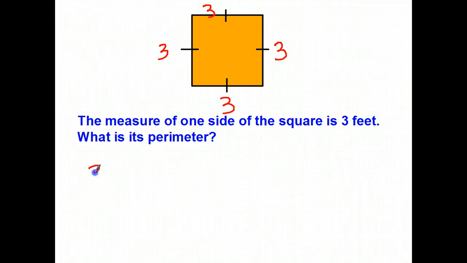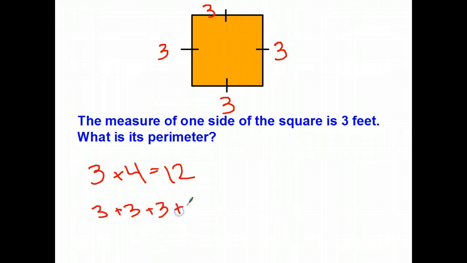So I could just say 3 times 4 sides equals 12. Or I could do 3 plus 3 plus 3 plus 3, since multiplication is just repeated addition. But when they talk about squares, remember, it's a square. All the sides are the same.